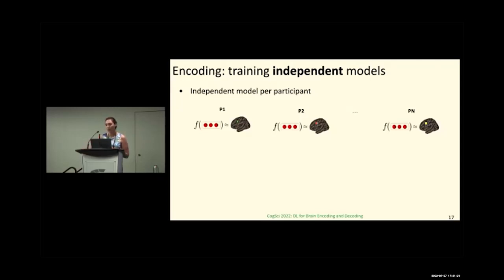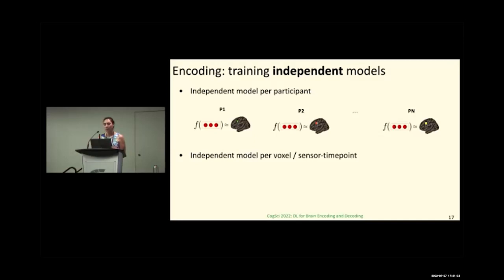So we train an independent function f, so here we would have f1 for subject 1, f2 for subject 2, and so on. And another important thing to note here is that we often train an independent model for each different location in the brain or for each different sensor time point.